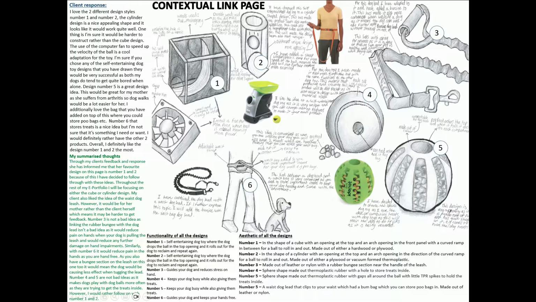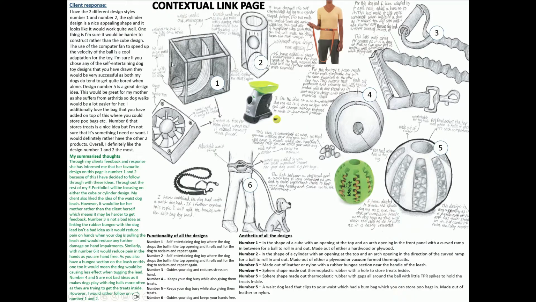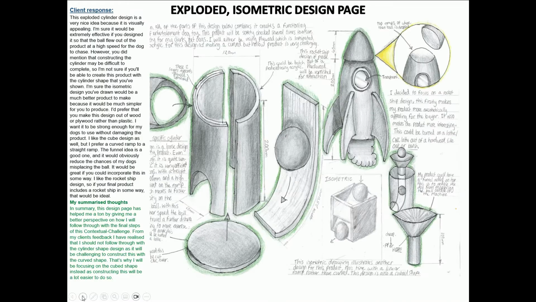This is my contextual link page. I just drew some more ideas and did everything else I did on my other pages. Try to do that if you can. Concept design selection process, I chose number 1 and 2, which if you look back at this was the one where the dog drops the ball in and it rolls out, and this is the same. And my client liked that idea, as her dogs tended to get very bored and distracted my client from working, so I had to fix that.